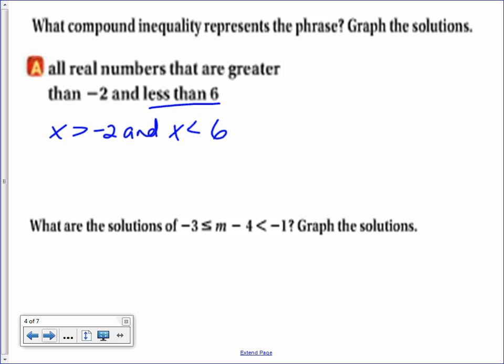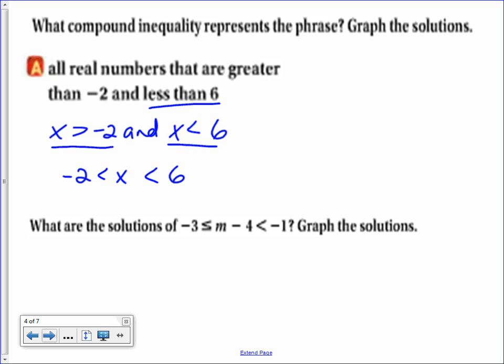If I wanted to write it as one sandwiched inequality, I would put my smallest number first, my largest number at the end, and my x in the middle. So how do I write it? I just flip this one around. So it would be -2 is less than x, and the second one just stays the same. So that would be your two options for writing that.